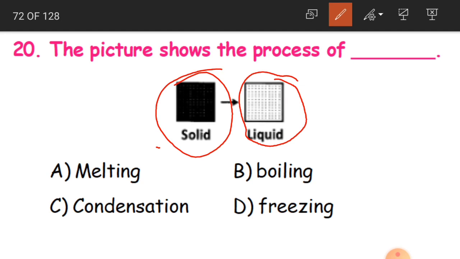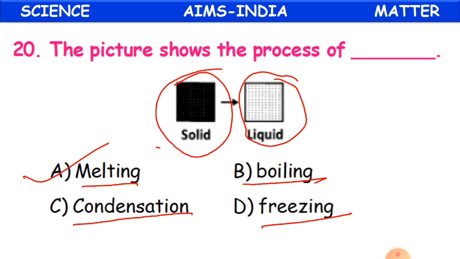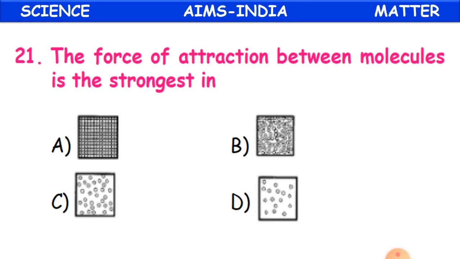So this process is melting, boiling, condensation, or freezing. And the answer is melting, children. When the solid is going to be melted, it is going to take the liquid form. Clear?